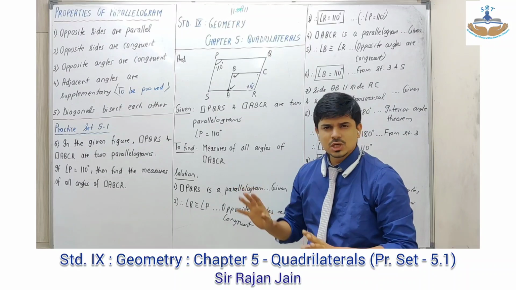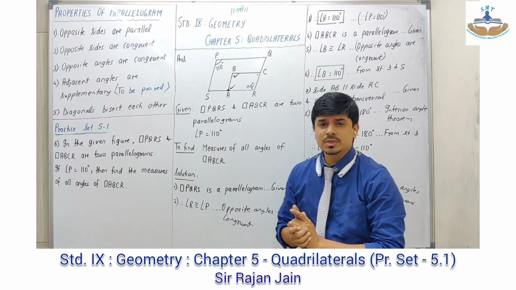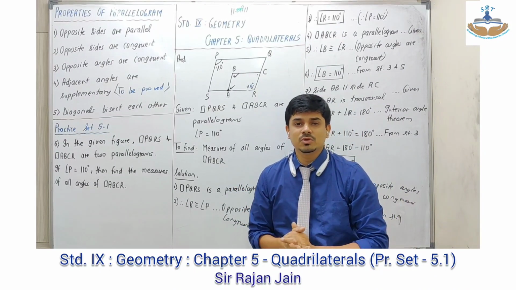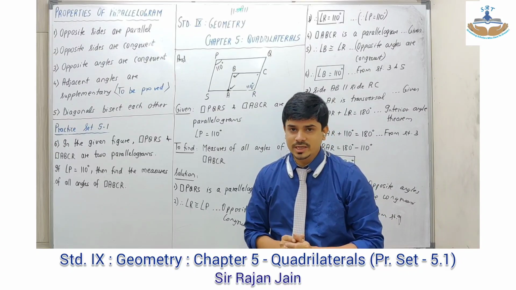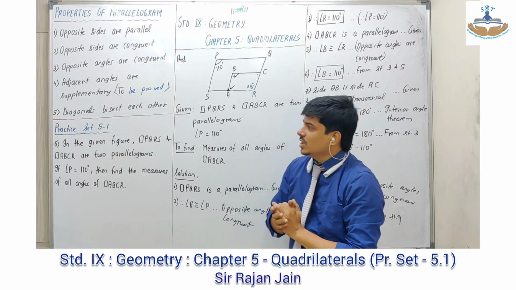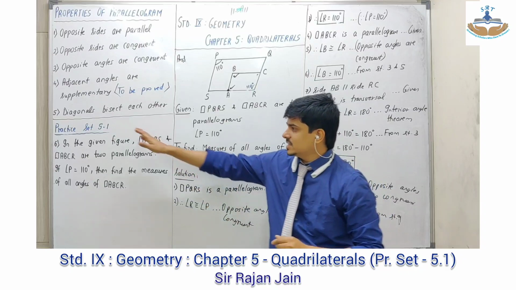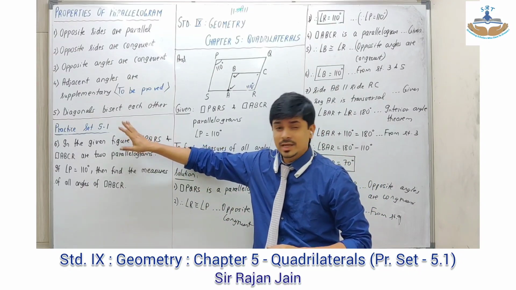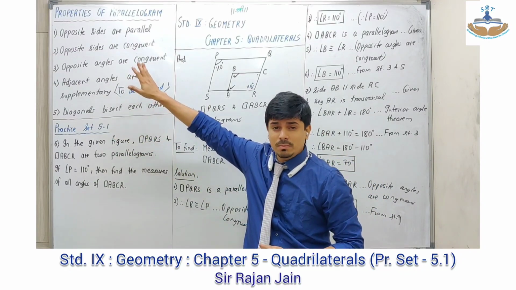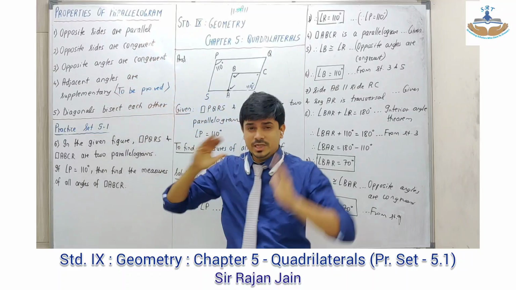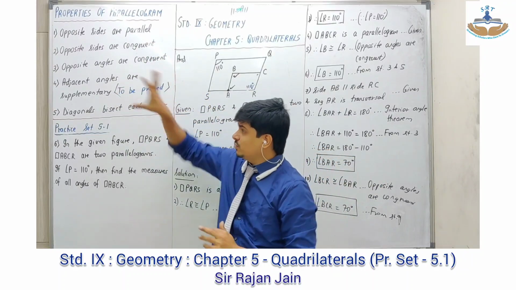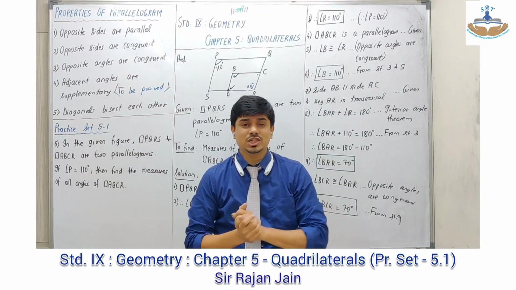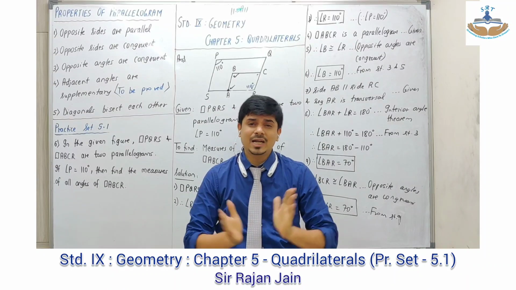Now next question is your question number 7. Now question number 7 is omitted for the academic year 2020-21, so I am not covering that now. So students, with this we finish up your entire practice set number 5.1. As you know, it was totally based on parallelogram. These are the 5 properties that we are supposed to mug it up, and if you know these 5 properties, the 6 questions that we have covered today are not at all difficult.